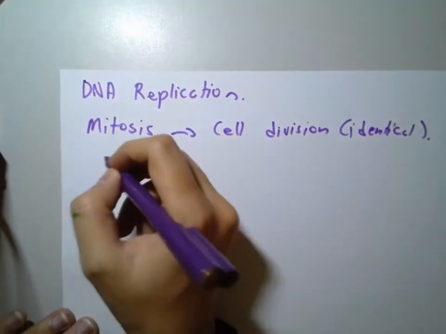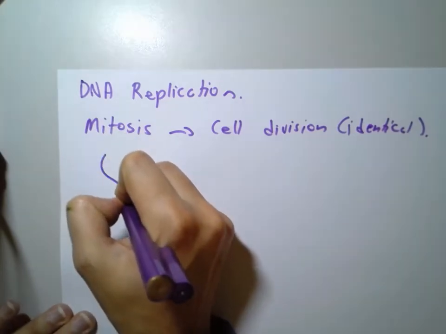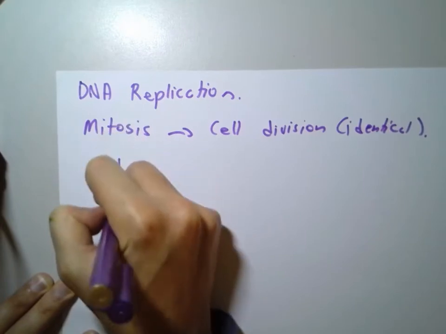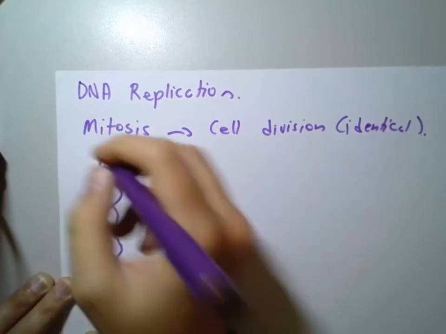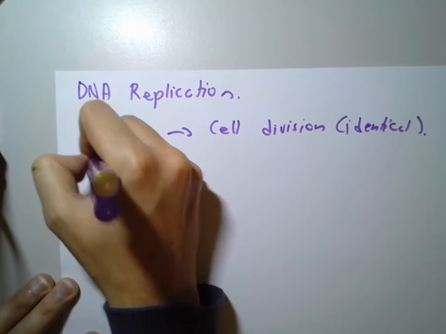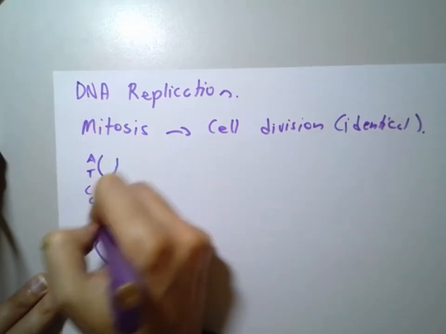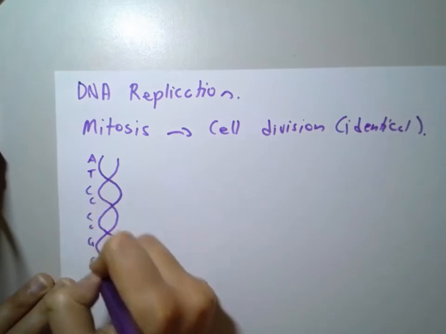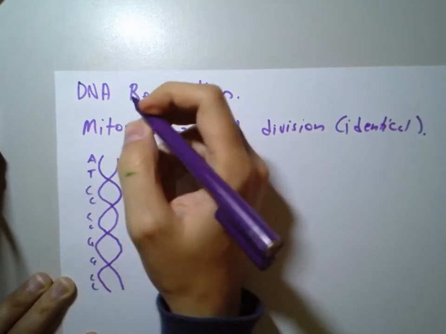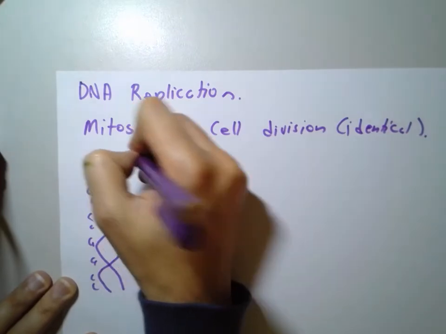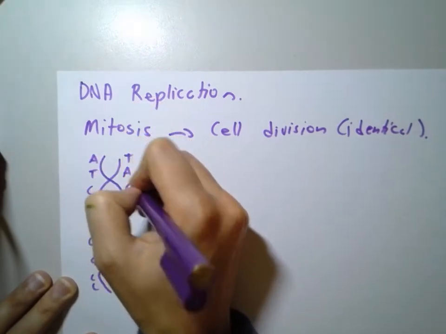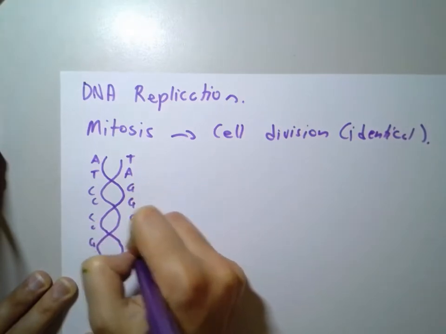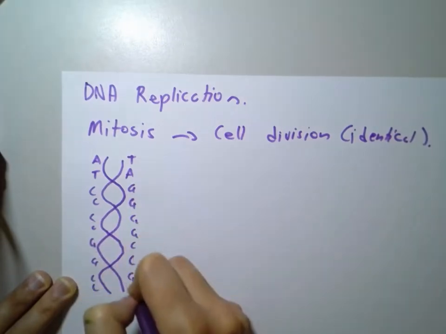So what I'm going to do is start off by drawing a double helix DNA strand with just a few different base pairs. There's a lot of C's there. Yeah, a lot of C's, but it's not always like that, just in this example. And I'm going to demonstrate what DNA replication is.